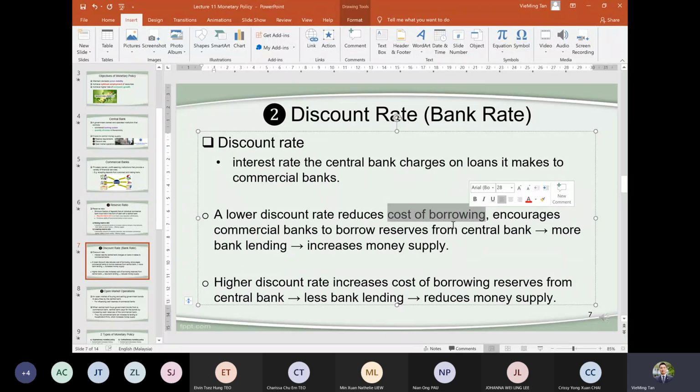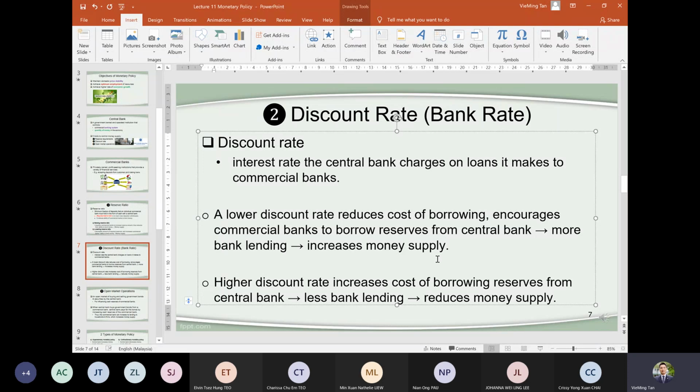So what is going to happen? This is going to encourage the commercial bank to borrow money from the central bank. What is the next consequence? This is going to increase the money supply in the economy, because the commercial bank can easily get money from the central bank. So this will increase the money supply in the market.